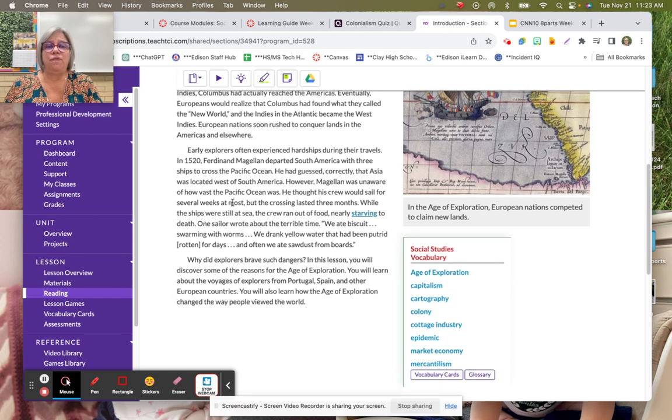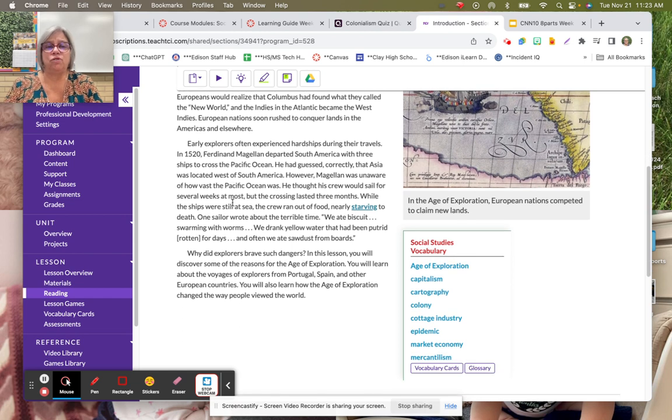Early explorers often experienced hardships during their travels. In 1520, Ferdinand Magellan departed South America with 3 ships to cross the Pacific Ocean. He had guessed correctly that Asia was located west of South America. However, Magellan was unaware of how vast or how huge the Pacific Ocean was. He thought his crew would sail for several weeks at most, but the crossing lasted 3 months.